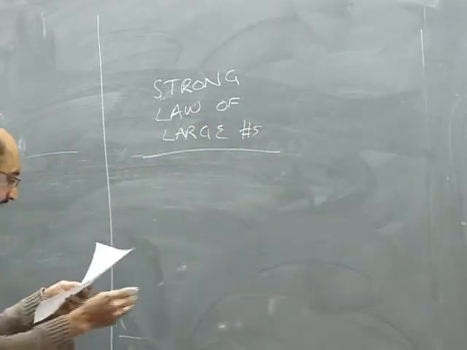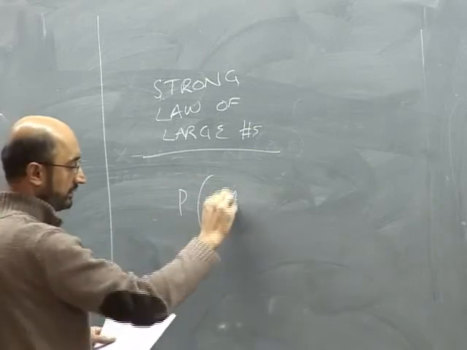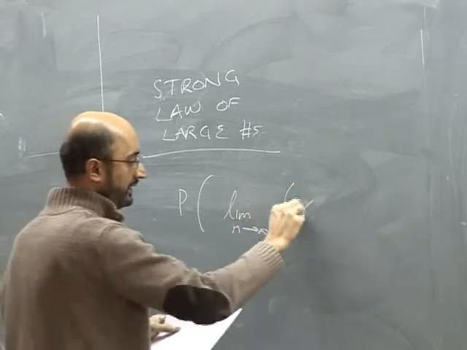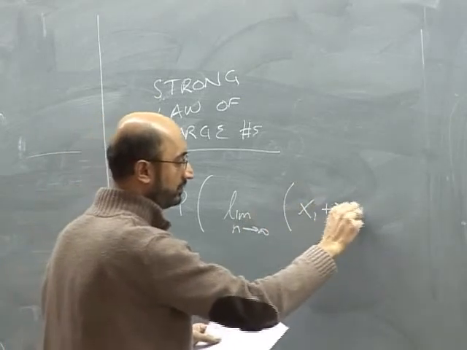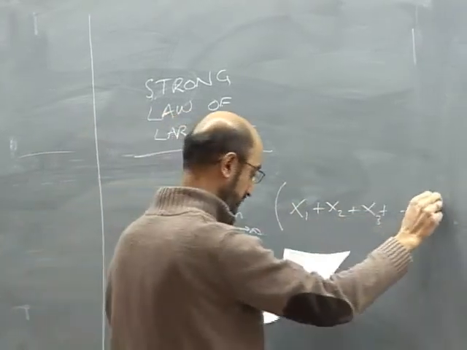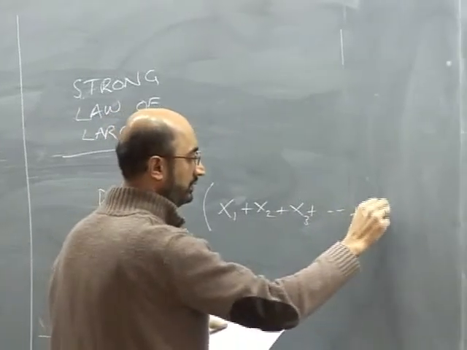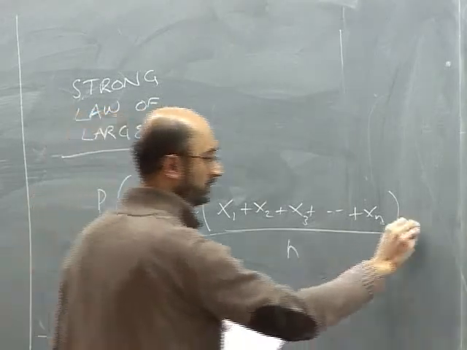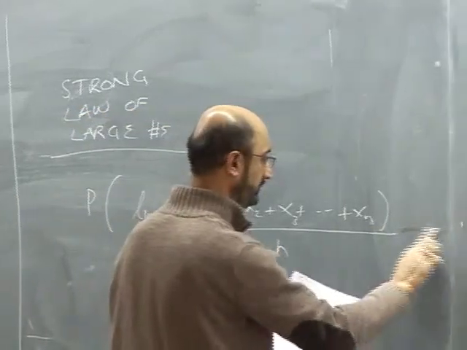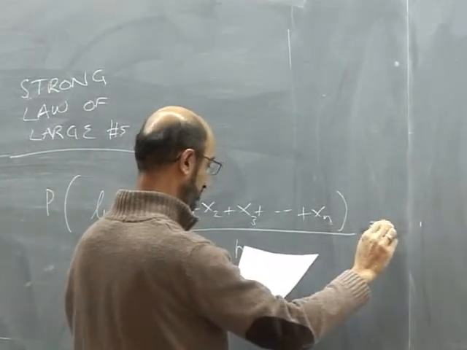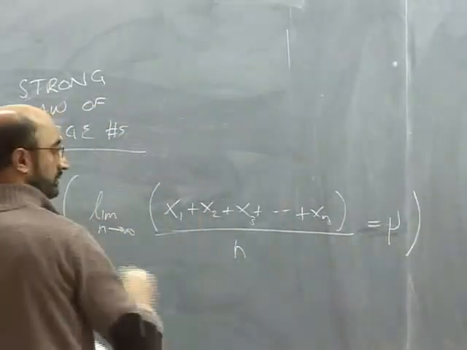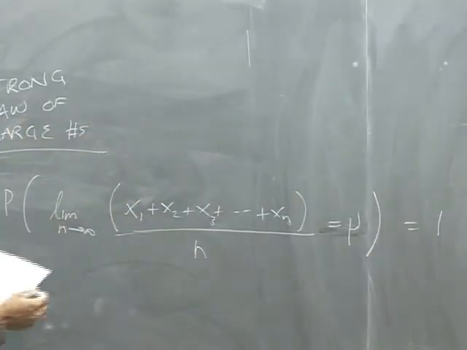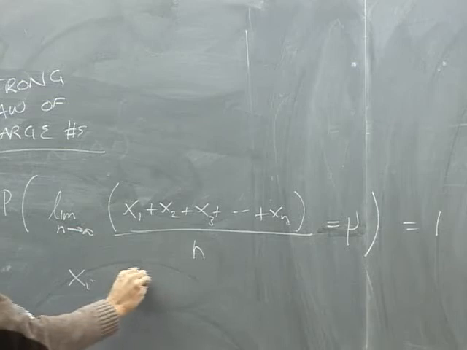The strong law says that the probability, limit n tends to infinity. Again, we're talking about sums of random variables, equal to mu. And this is for x_i independent.